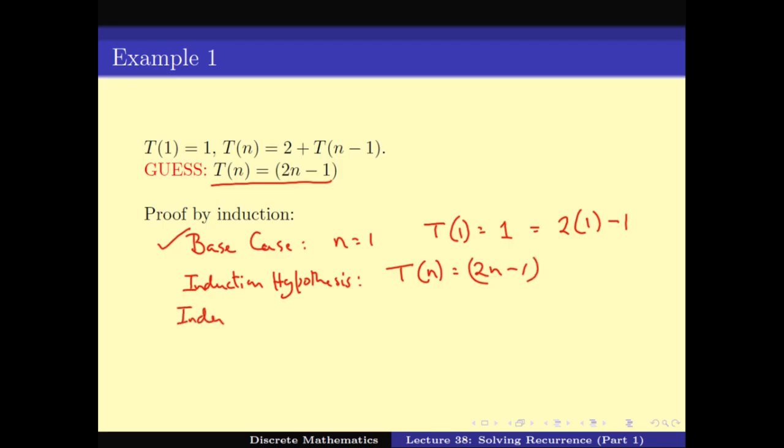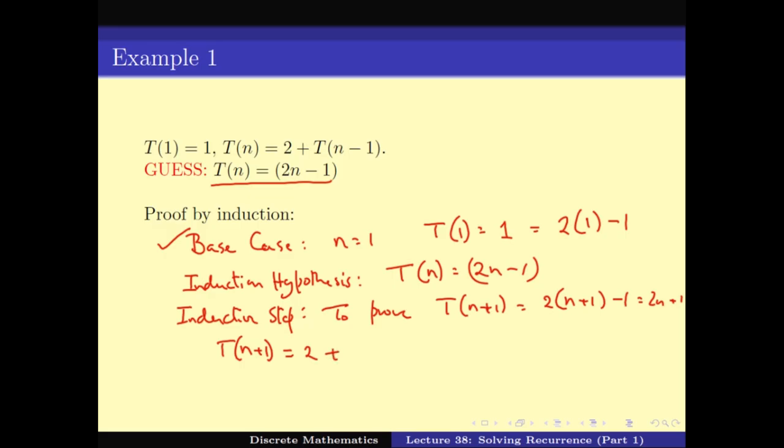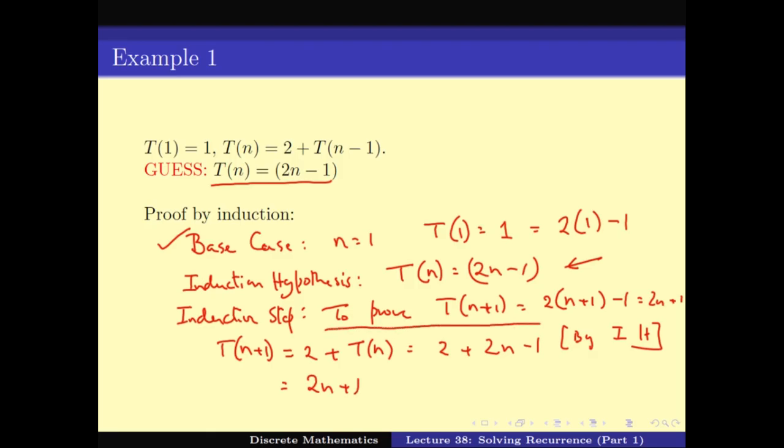In that case, what is the inductive step? The inductive step is to prove the same statement for t of n plus 1, which is 2 times n plus 1 minus 1, which is 2n plus 1. How do we prove it? By the recurrence given to us, t of n plus 1 equals 2 plus tn, which equals 2 plus 2n minus 1 by the induction hypothesis, which is of course 2n plus 1. And that is what we had to prove.